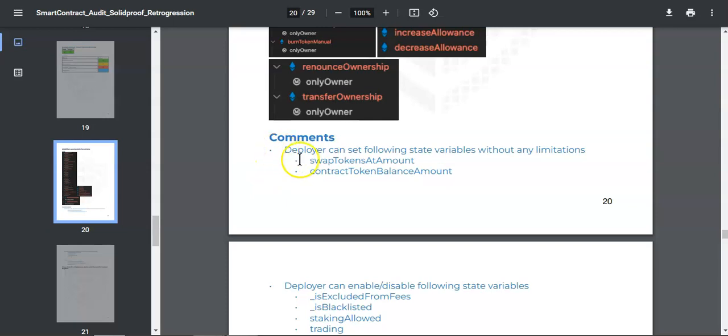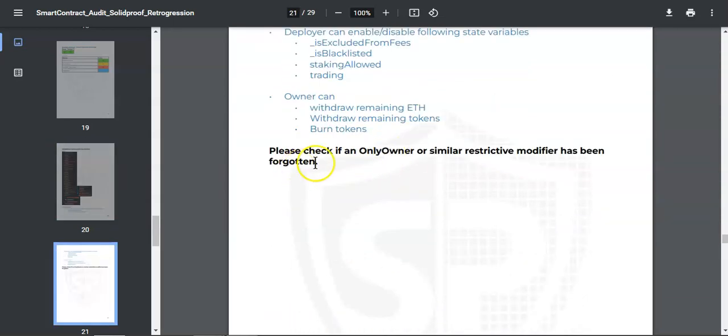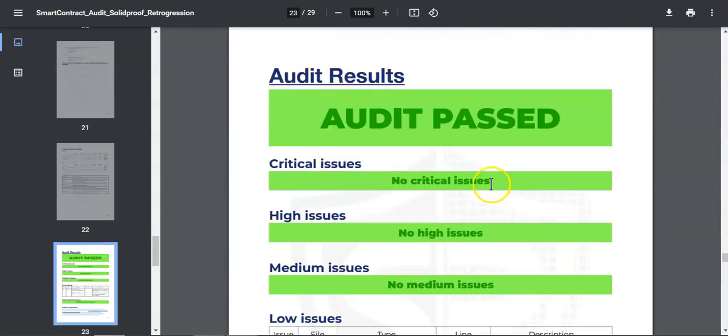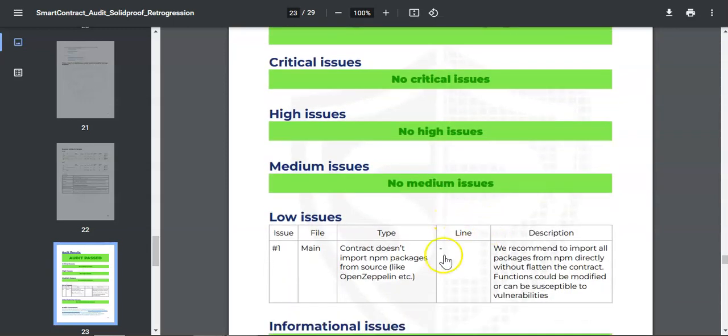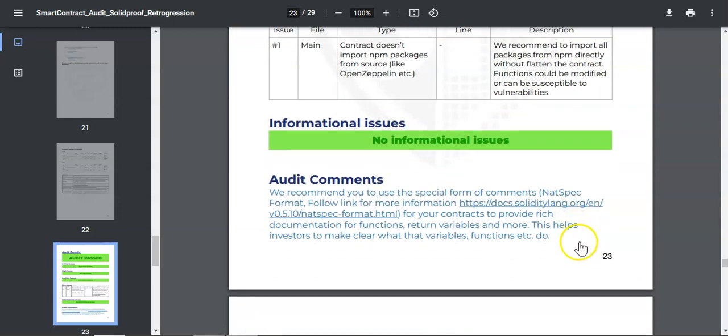Okay. So comments. Deployer can set the following state variables without any limitations. Okay. Swap tokens, contract tokens, balance. Where is it? So audit passed, no critical issues, no high issues, no minimum issues. Okay, so low issues, contract does not import npm packages from source like OpenZeppelin. We recommend to import all packages from npm directly without flatten. The contract functions can be modified or can be susceptible to vulnerabilities. Okay, and that's the only thing.